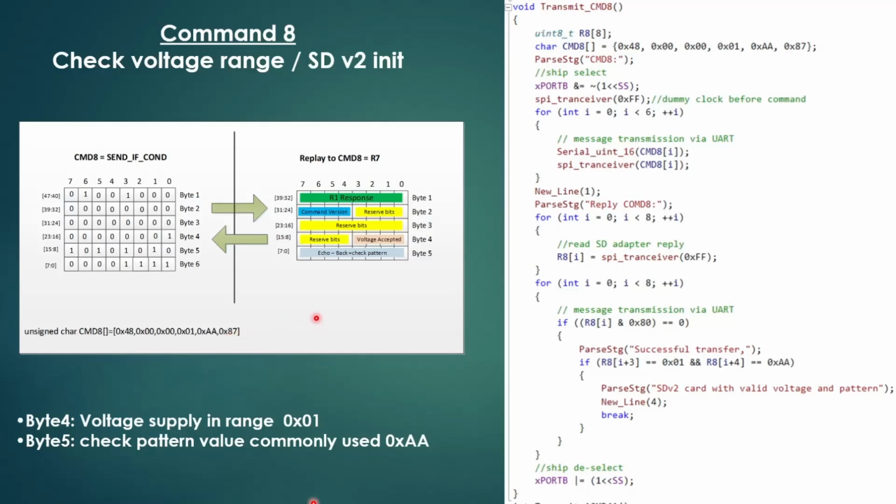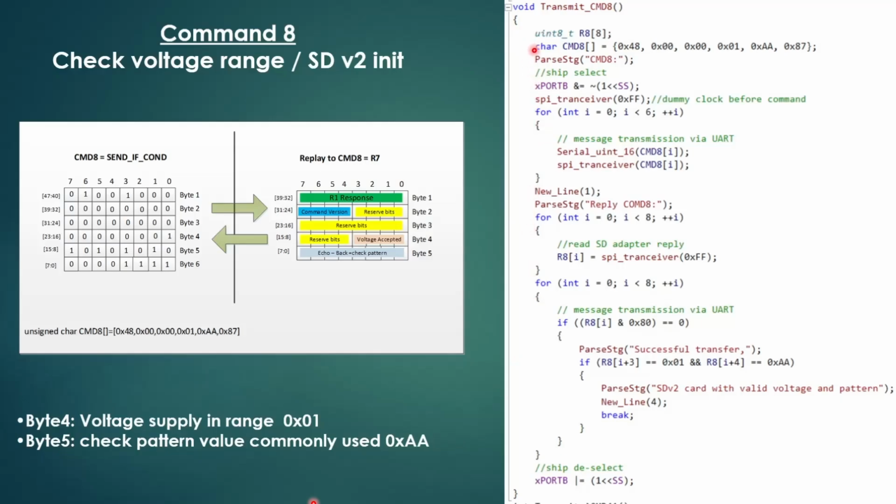What we would expect to get back is the R1 response, which should be 0. Then we want to get a word that says that the voltage was within range, and finally we want to echo back a particular parameter, which in this case is AA in byte 5. So byte 4 is going to say that the voltage is within range, which is a 0, 1, and then byte 5 is going to be an AA, which is the pattern that we sent.